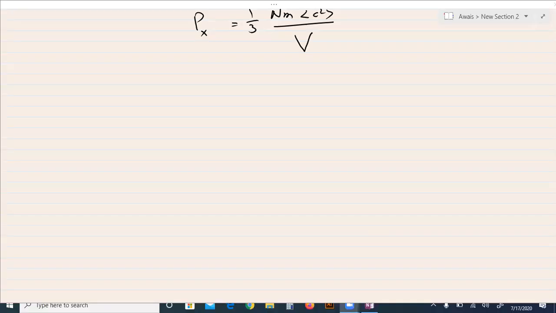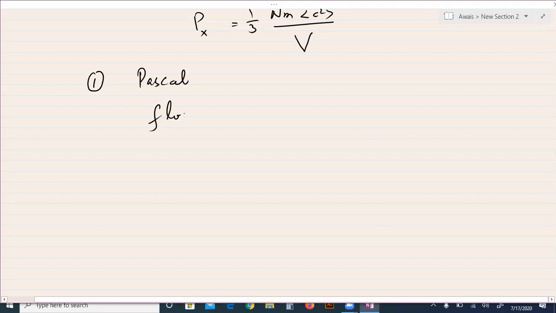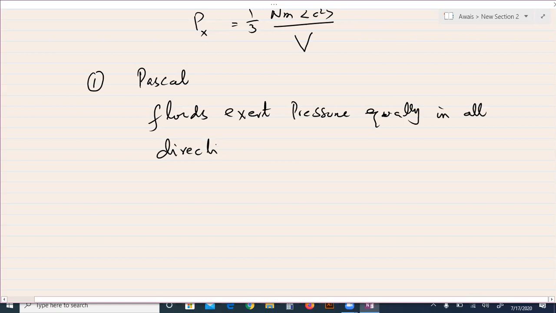Okay, number one, according to Pascal's law, fluids exert pressure equally in all directions.